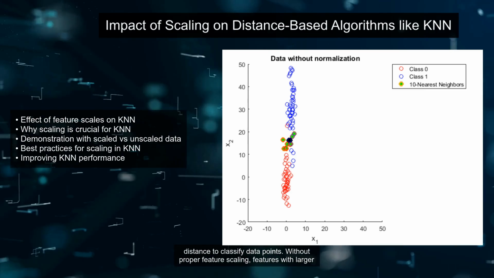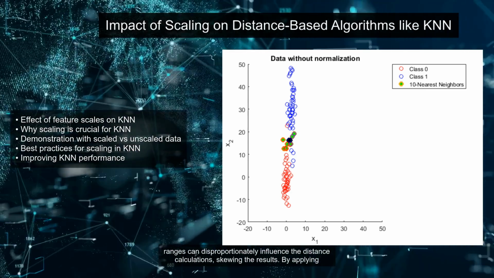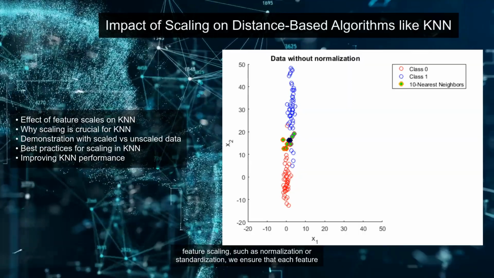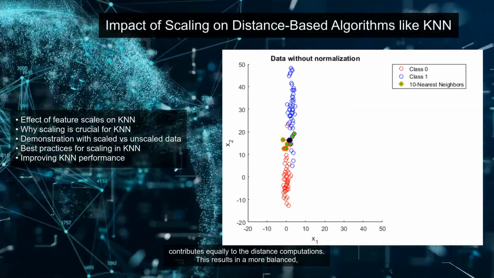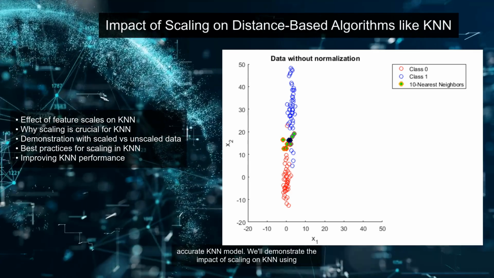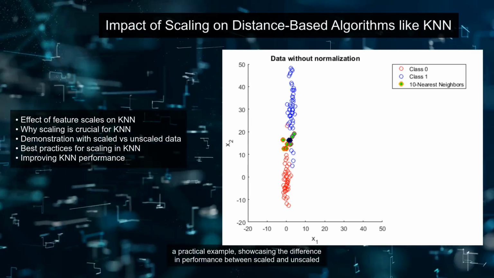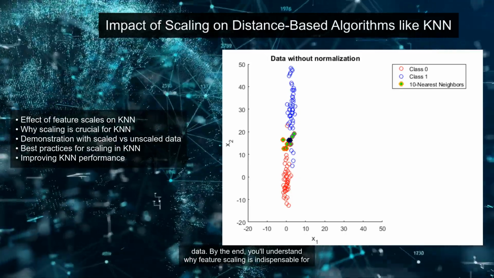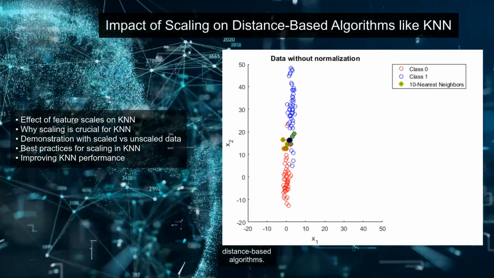Distance-based algorithms like k-nearest neighbors, KNN, rely heavily on the concept of distance to classify data points. Without proper feature scaling, features with larger ranges can disproportionately influence the distance calculations, skewing the results. By applying feature scaling, such as normalization or standardization, we ensure that each feature contributes equally to the distance computations. This results in a more balanced, accurate KNN model. We'll demonstrate the impact of scaling on KNN using a practical example, showcasing the difference in performance between scaled and unscaled data. By the end, you'll understand why feature scaling is indispensable for distance-based algorithms.